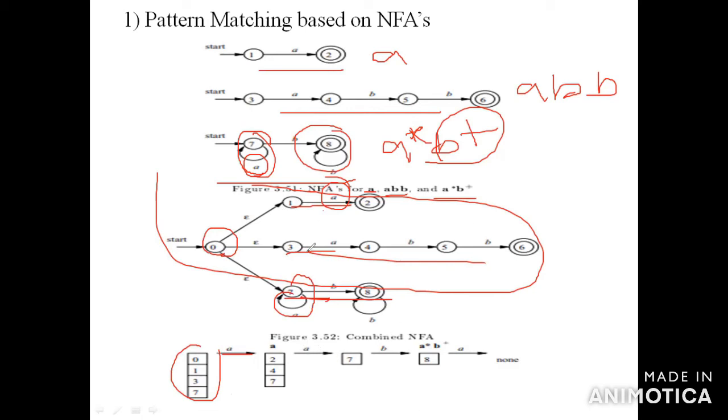Next, 247. What is the 247 input string? 247 is also one type of a. Then 7 indicates b, and 8 indicates a star b plus. So the input symbol a is represented by states 0, 1, 3, 7, another input symbol a is represented by 247, and b is only for starting state 7. Then next is a star b plus. A star b plus means zero or more instances of a, and b plus means one or more instances of b. So this is the pattern matching algorithm.